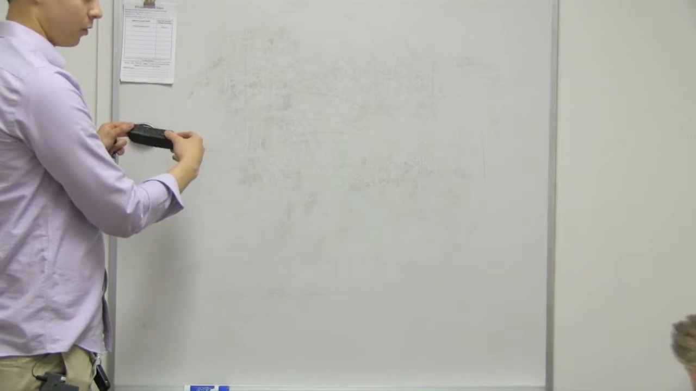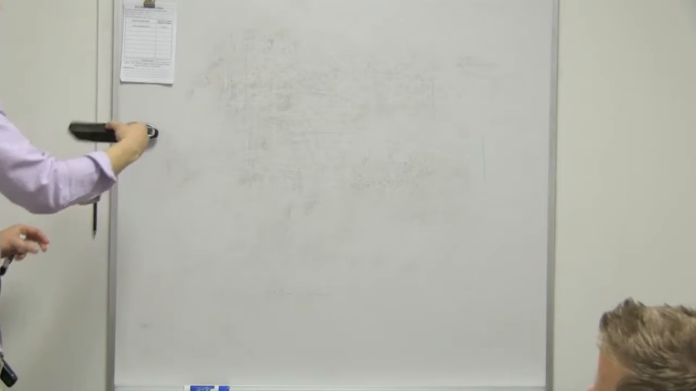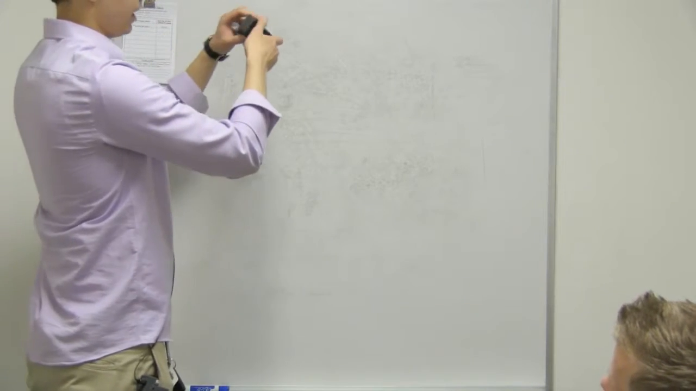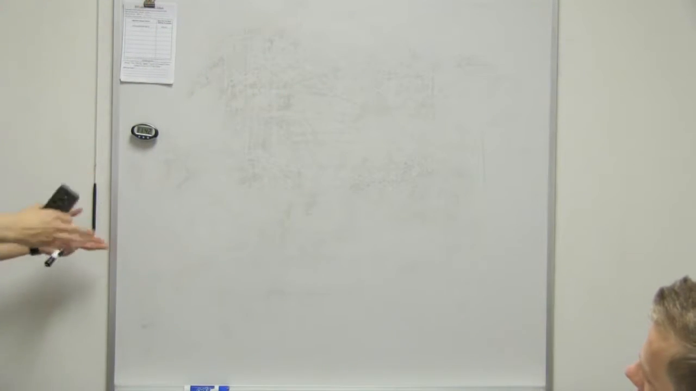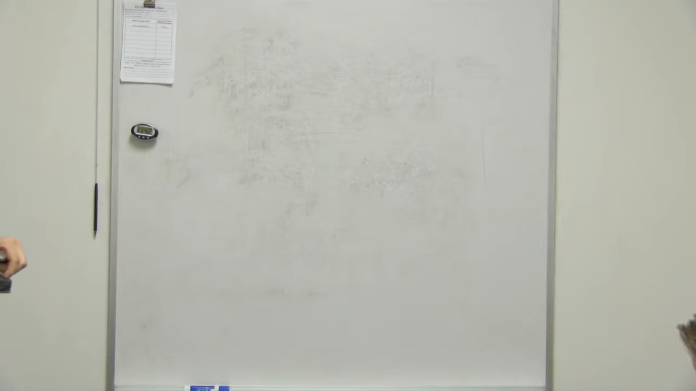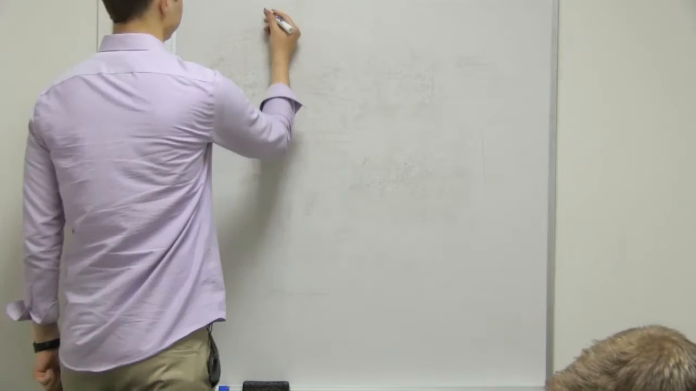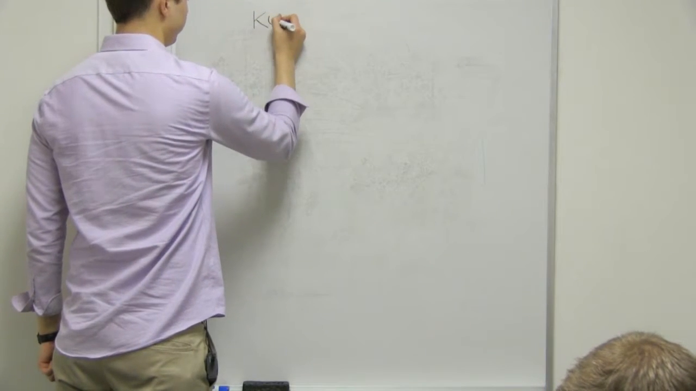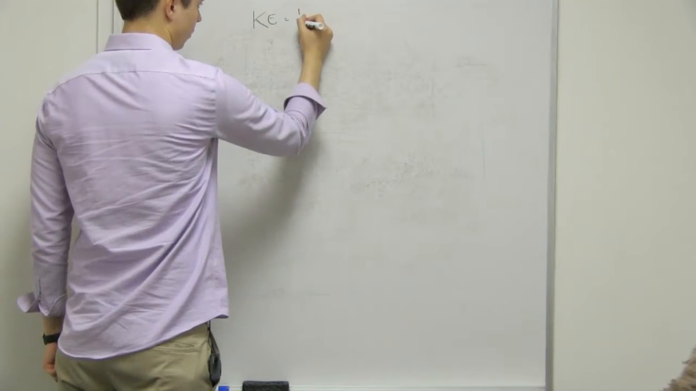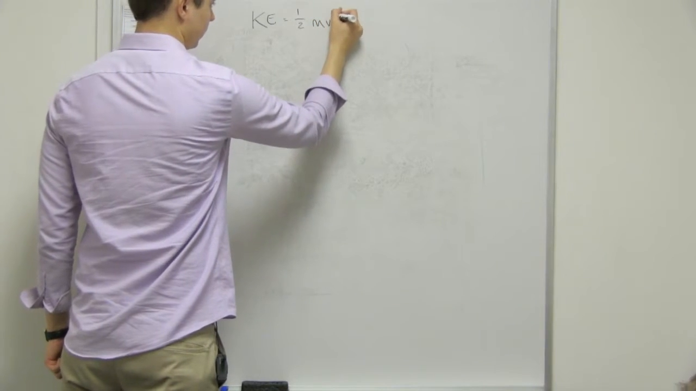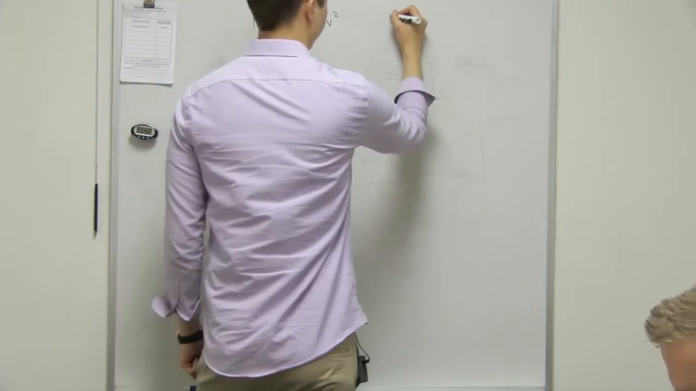And a lot of times we have both things happening. Like if I was to fling this eraser, it would be spinning and it would be moving through space. So then it would have translational and rotational kinetic energy. And so the equations are very, very similar. For translational energy, that's the one that we're familiar with. That's 1/2 mv squared.